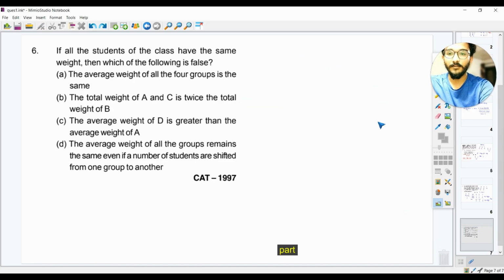Let's go to the second part now. Total weight of A and C. Total weight of A and C is 15x and 25x. This is 40x. Is twice the total weight of B. B is 20x. It is getting double. Yeah, it is also a true statement.